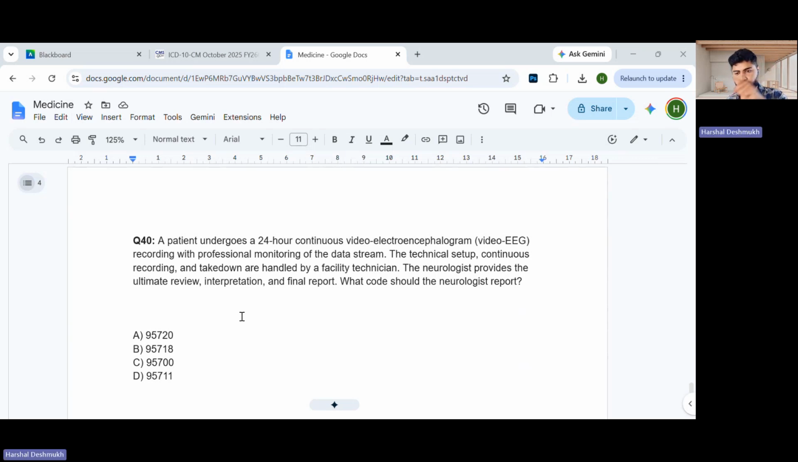The last question. A patient undergoes a 24-hour continuous video EEG recording with professional monitoring of the data stream. A technical setup, continuous recording, and takedown are handled by a facility technician. The neurologist provides the ultimate review, interpretation, and final report. What code should the neurologist report?